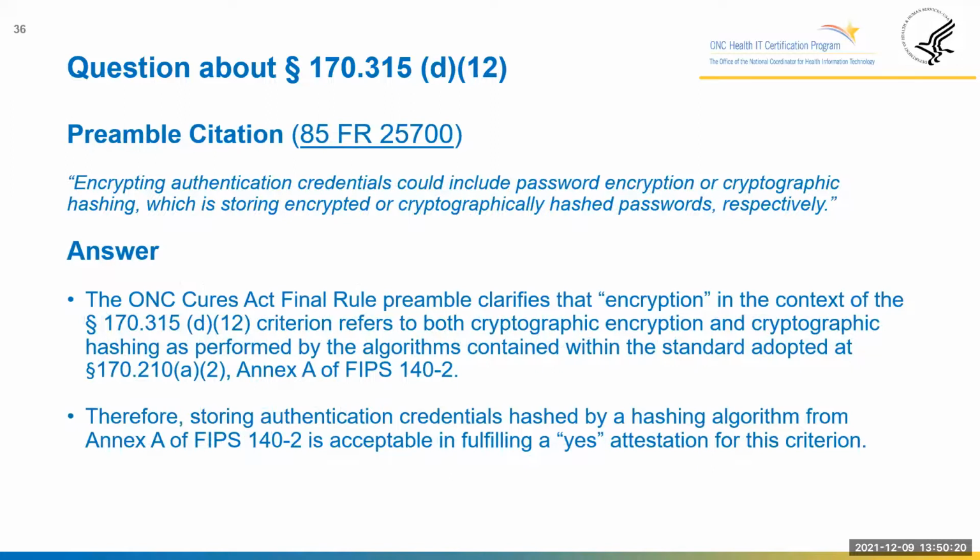The regulation preamble provides clarification for this question. The preamble states encrypting authentication credentials could include password encryption or cryptographic hashing, which is storing encrypted or cryptographically hashed passwords, respectively. The preamble clarifies that encryption in the context of the D12 criterion refers to both cryptographic encryption and cryptographic hashing algorithms in the FIPS 140-2 Annex A standard. Therefore, storing authentication credentials hashed by a hashing algorithm from the adopted standard is acceptable in fulfilling a yes attestation for this criterion. I'll now pass back to you, Sean.